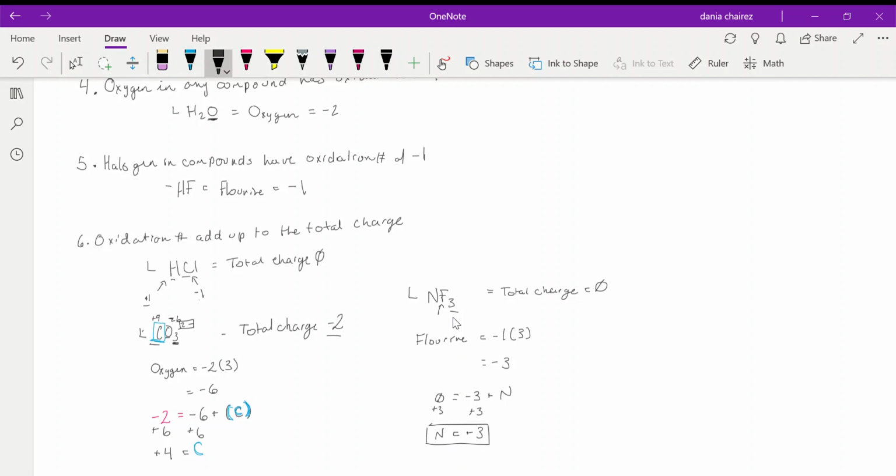And so yeah, that's your review for oxidation numbers. It's not that bad. You just have to remember the rules and see what applies in your compound to those rules, and then figure out the missing piece by just equaling it all to your total charge.